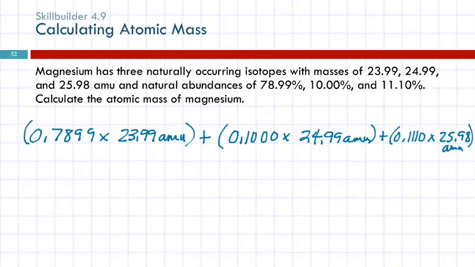So on your calculator, just start at the left, 0.7899 times 23.99 plus 0.1 times 24.99 plus 0.111 times 25.98. Enter. So my calculator gives me 24.332481, and the unit would be atomic mass units.